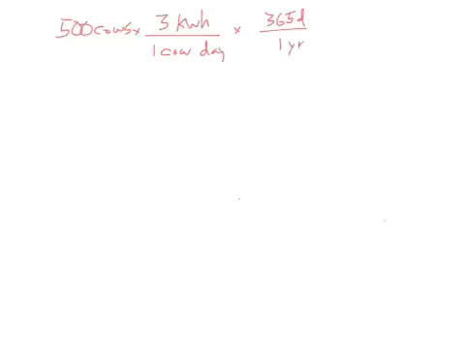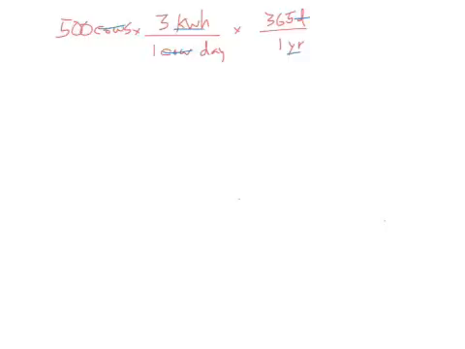500 cows, and each cow, one cow in a day, produces 3 kilowatt hours with the methane digester, and then I'm going to convert my days into years by using 365 days is 1 year. Okay, looking at my canceling, cows cancel, days cancel, and I'm in kilowatt hours per year, which is what I want to be in.